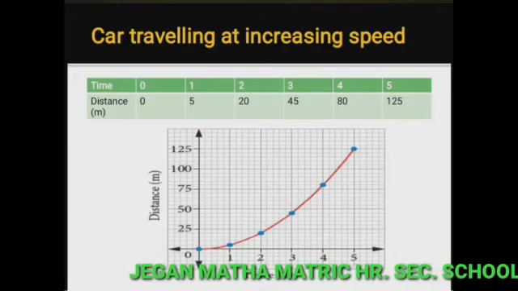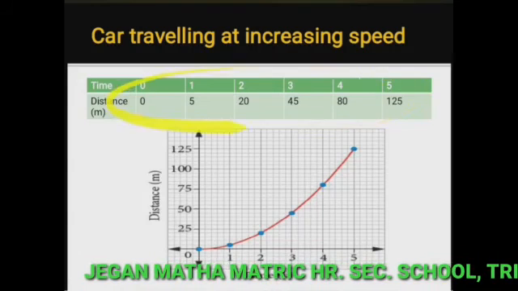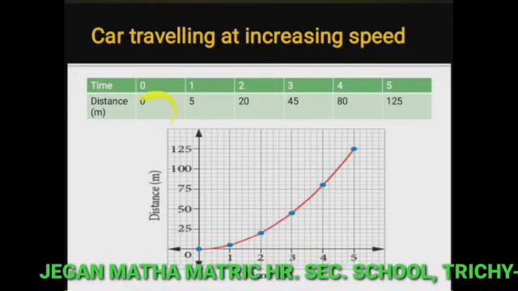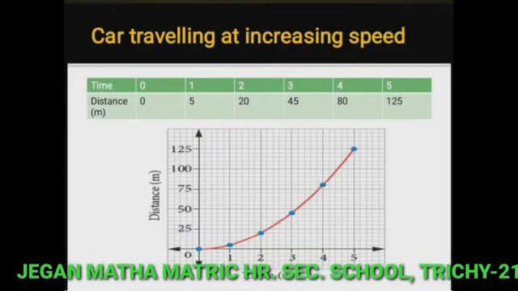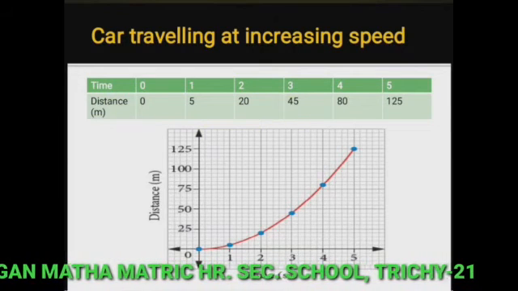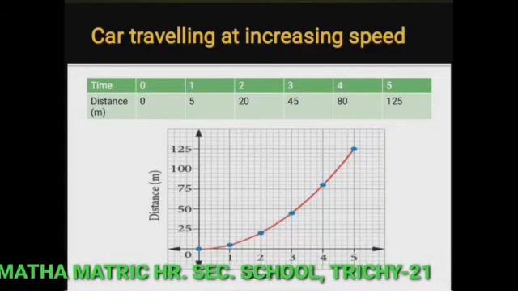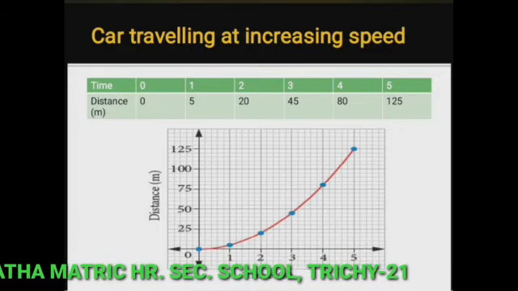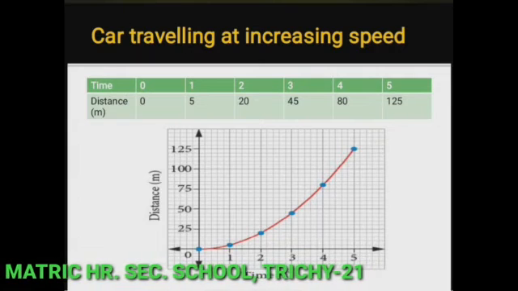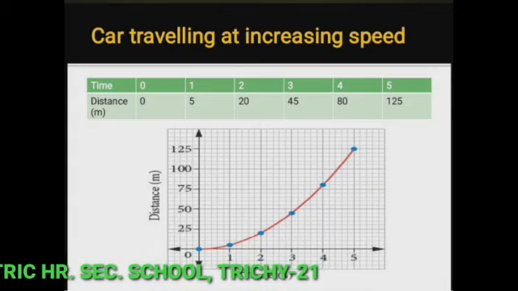Next one, car traveling at increasing speed. So here the result. Time 0 second 0, then 1 second 5 meters, then for 2 second the car covers 20 meter, then 3 seconds 40, then for 4 second 80 meter, then for 5 second 125 meters. So here the graph has an increasing gradient. It increases. So the speed of the car also increases.